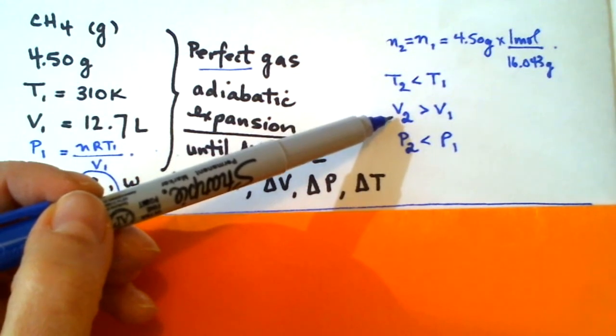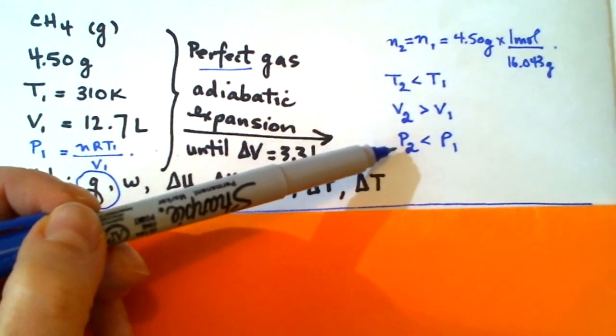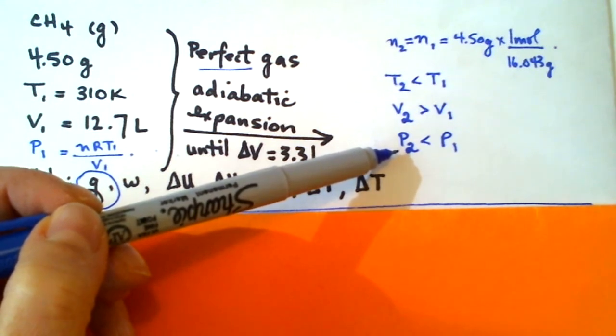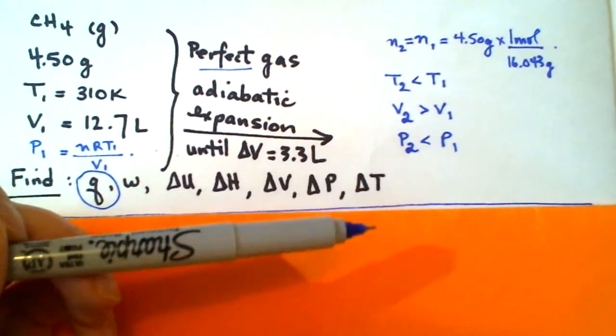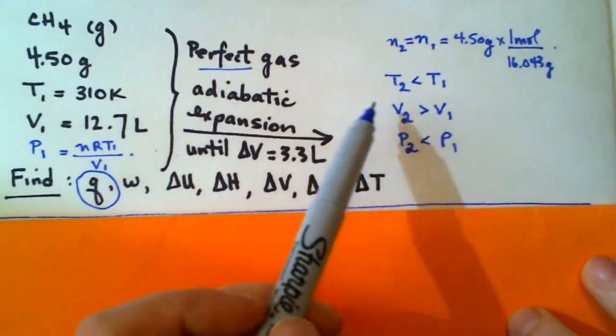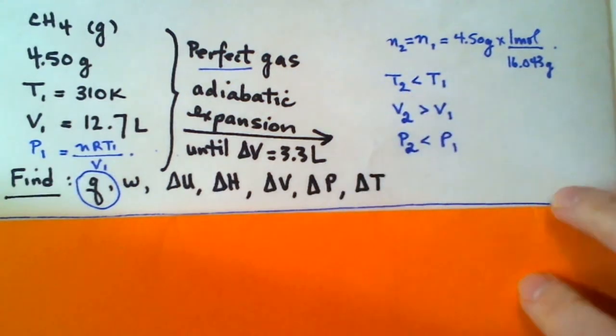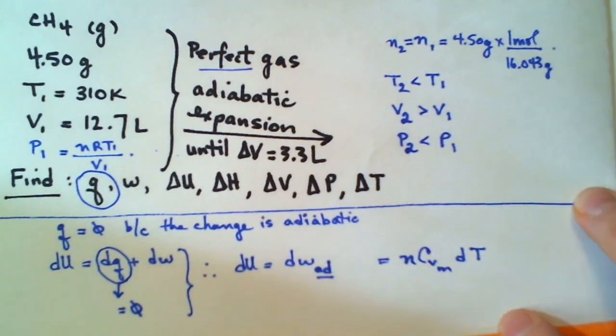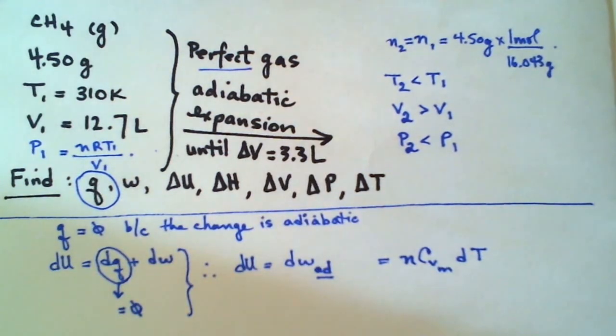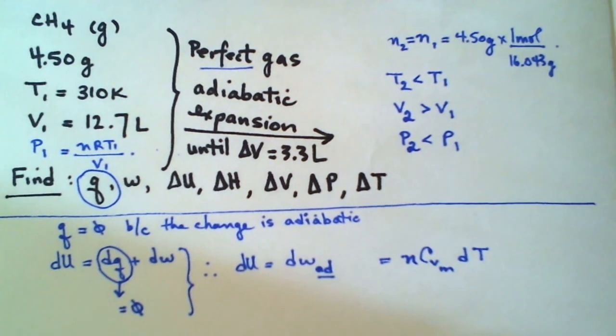Of course, if it's expanding, the final volume is greater. And we also have a pressure drop in an adiabatic expansion because you're going to a larger volume with the same amount of moles, but the temperature is dropping. And so you have a pressure drop as well. So now, qualitatively, that's great, but we want to find all of the numerical answers here. As I said, I had started before I realized the camera was not on.